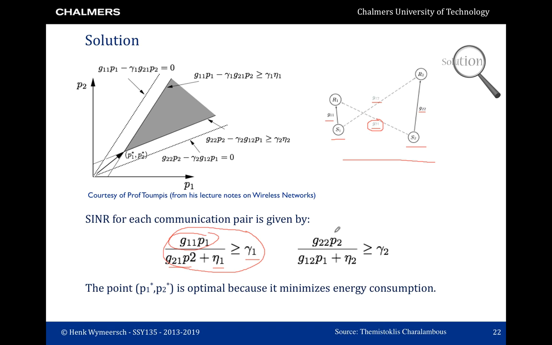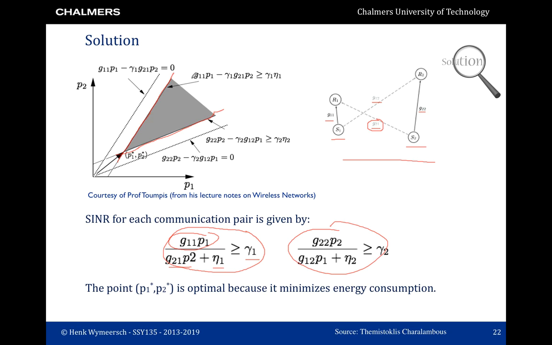Similarly, we have an expression for the SINR for receiver 2. By replacing these inequalities with equalities, we can draw the following figure. On this figure, the x-axis shows P1, the transmit power for user 1. On the y-axis, P2, the transmit power for user 2. By replacing the inequalities with equalities, we obtain lines. One of the lines is this one. This is the equality constraint for user 1. Similarly, we have a line for user 2, which is this one.